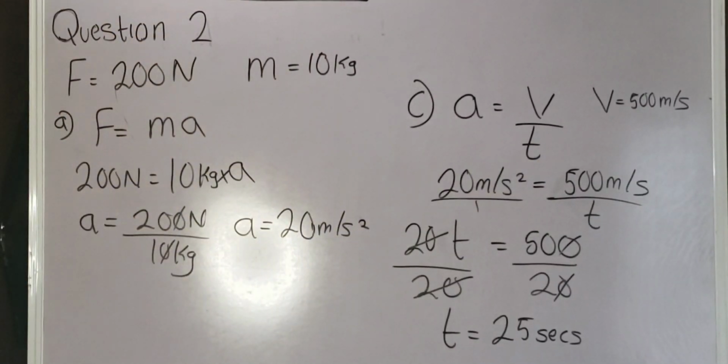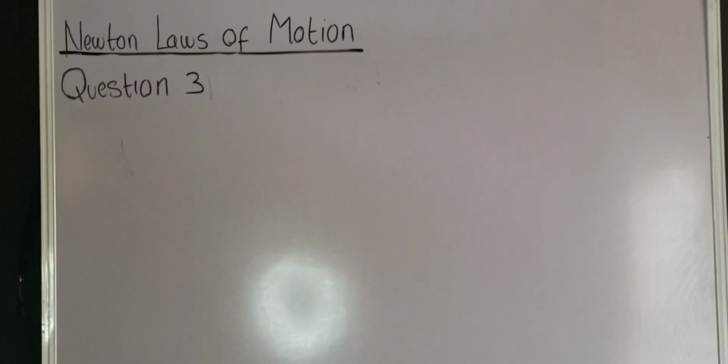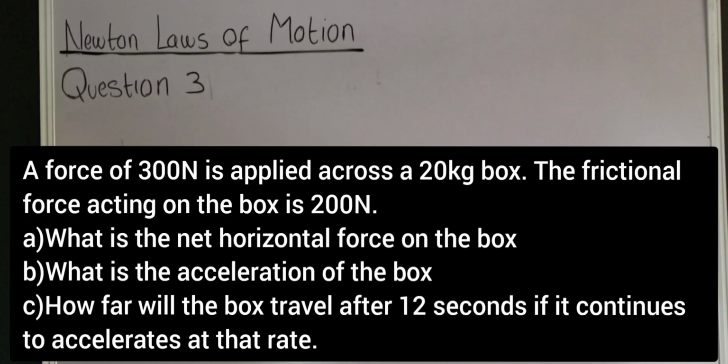Okay, let's proceed to question number 3. A force of 300 Newton is applied across a 20 kilogram box. The frictional force acting on the box is 200 Newton. Question A. What is the net horizontal force on the box? Question B. What is the acceleration of the box? Question C. How far will the box travel after 12 seconds if it continues to accelerate at this rate starting from rest?